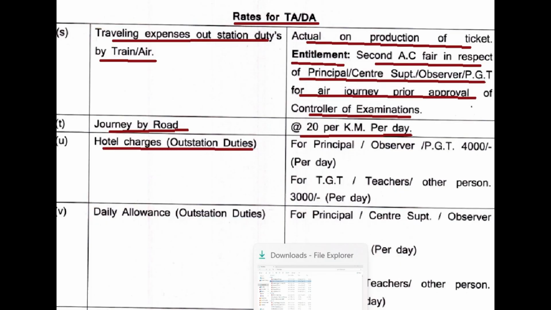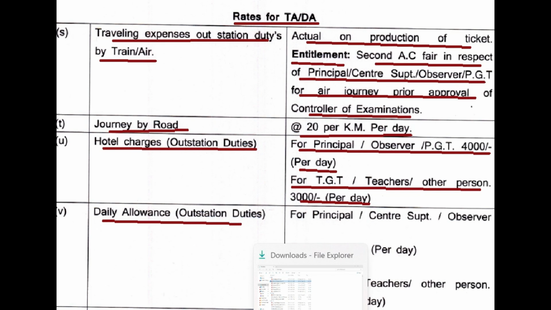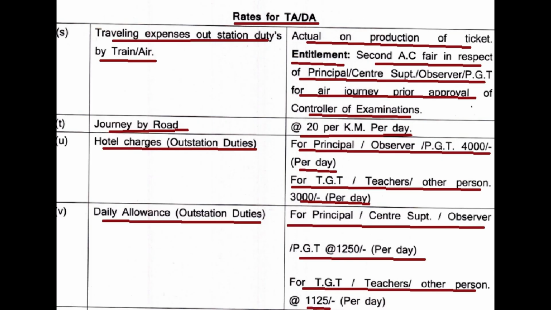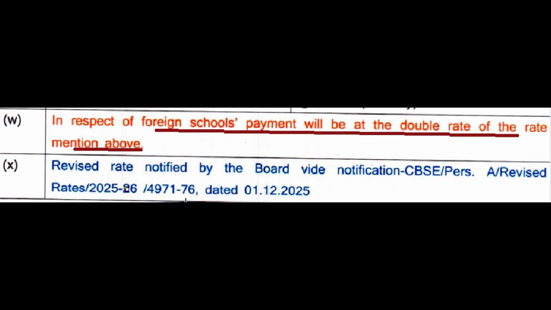Hotel charges for outstation duties for principal or observer or PGT are 4,000 rupees per day. For TGT or teachers or other persons, 3,000 rupees per day. Daily allowance for outstation duties: for principal or central superintendent or observer or PGT at the rate of 1,250 per day. For TGT or teachers or other persons at the rate of 1,125 per day.